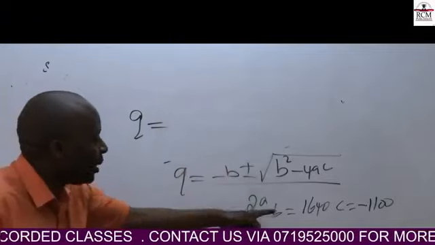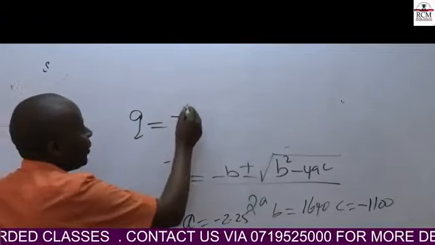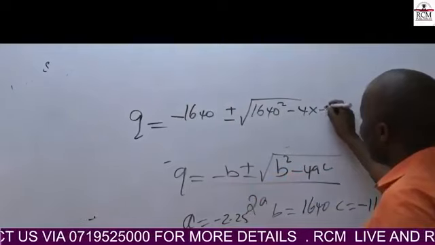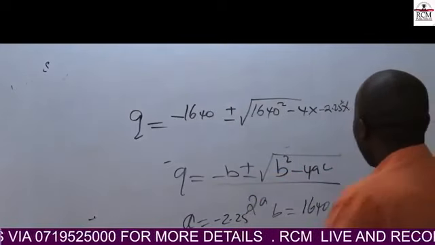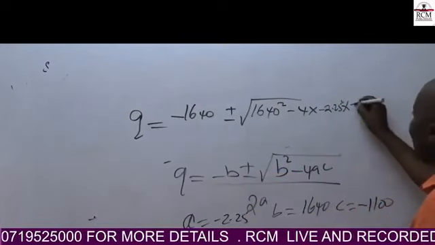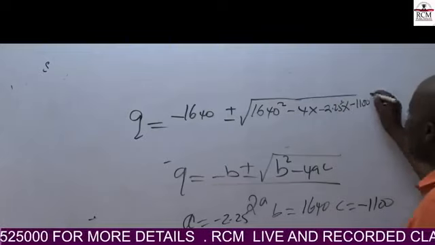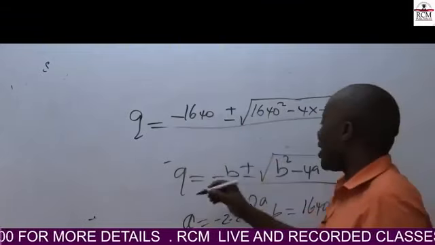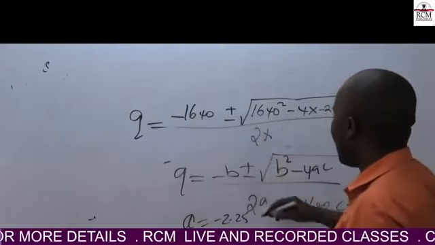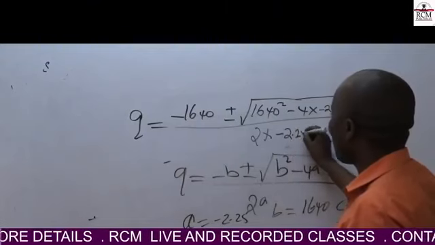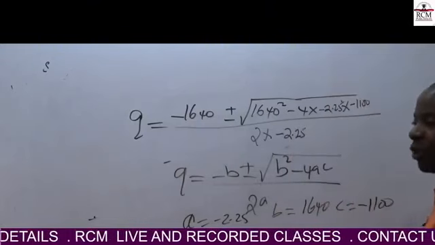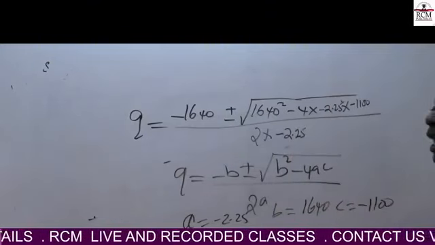So minus b gives me minus 1640 plus or minus the square root of 1640 squared, minus 4 times a, which is minus 2.25, times c, which is minus 1100, and then everything to be divided by 2 times a, which is minus 2.25.